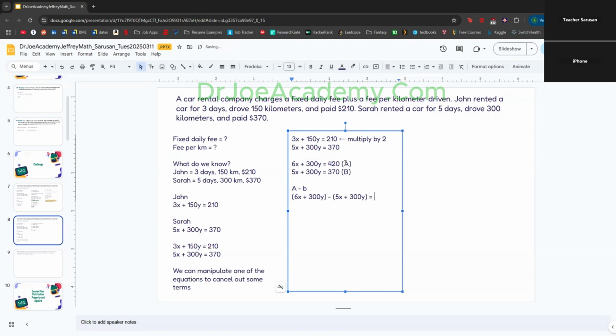And then it's going to equal both right sides. It's going to equal 420 from equation A minus 370 from equation B. I know it looks a little funky, it looks a little complicated seeing which parts go where, but essentially we're just taking the entire equation and subtracting the entire other equation. Did you see how I did that so far? Yep. All right, excellent.